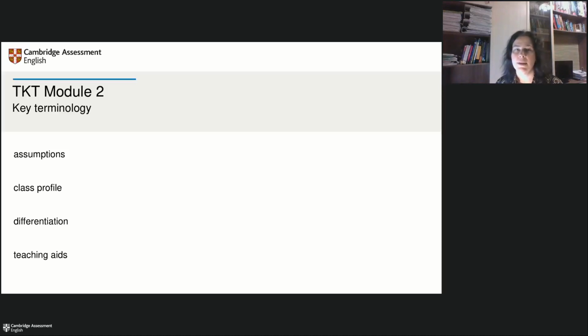Differentiation, can anyone help me and define it? Because I've forgotten, it slipped my mind. Nobody knows? That's a shame. How come? How are we going to continue without knowing what differentiation is like?